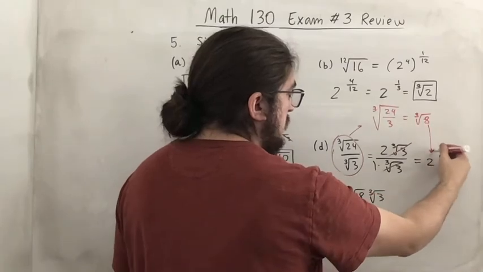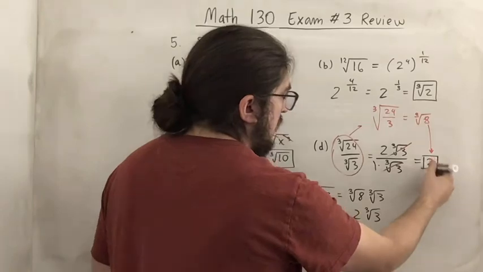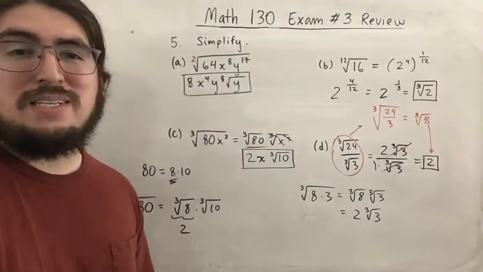And this right away is 2. But regardless, we get 2 as our answer. So there we go. Great. Awesome. So that was number 5. Now let's move on to number 6.